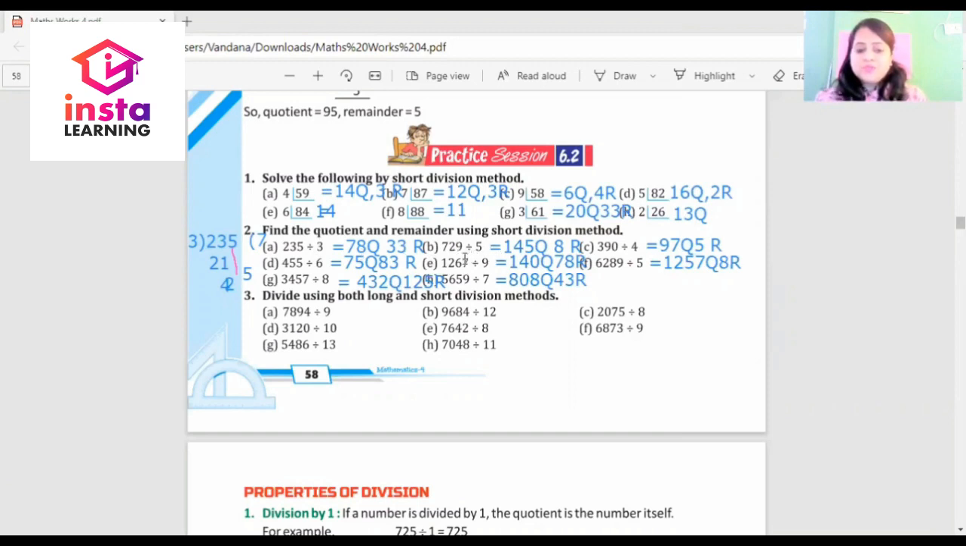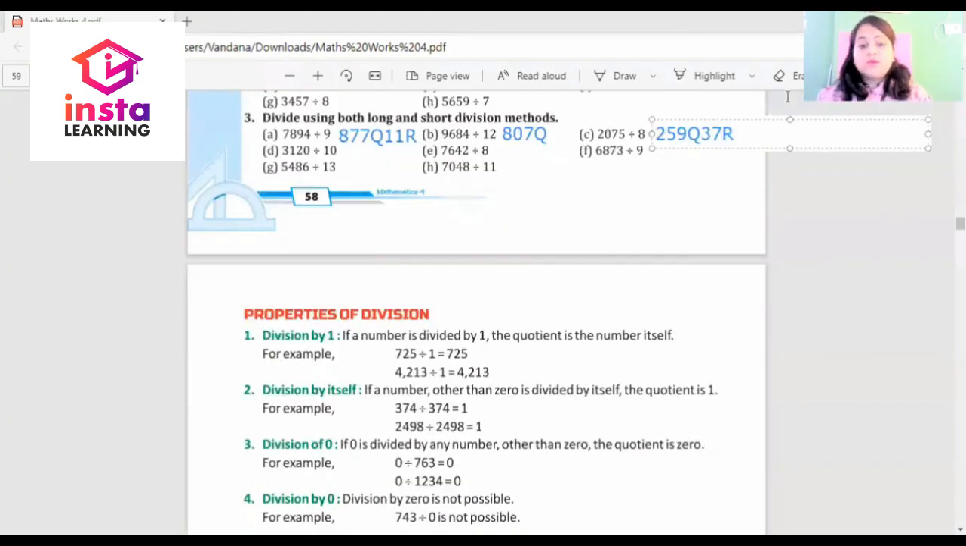And now, students, it's your question number B. So do it in your notebook and note down your answer, quotient and remainder both. And do this using the short division method. Okay, students? Very good. Now, students, divide using both long and short division method. So you have to do these sums using long and short methods.